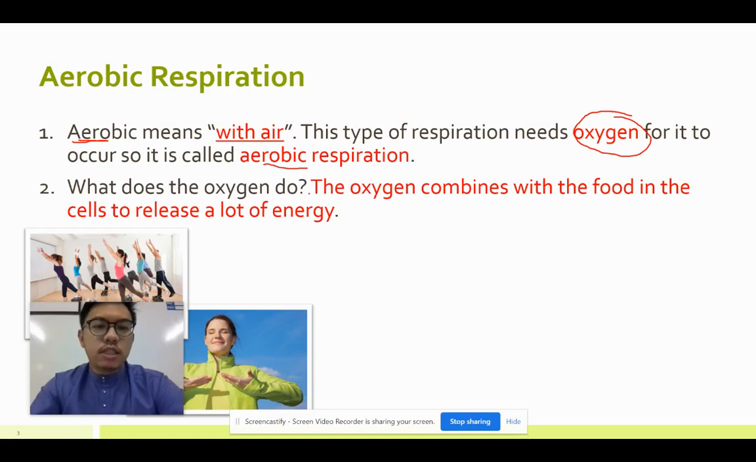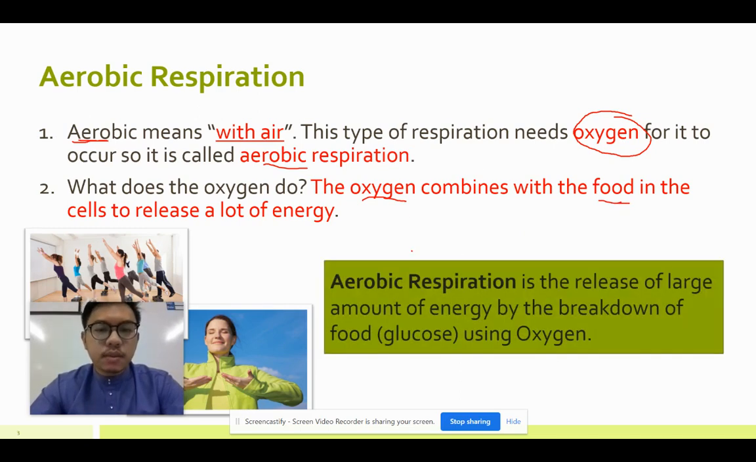So what does the oxygen do? The oxygen combines with the food in the cells to release energy. So we need oxygen and food in order to release energy from the food. Without oxygen, we cannot release a lot of energy. So aerobic respiration is just using oxygen to release energy from food.